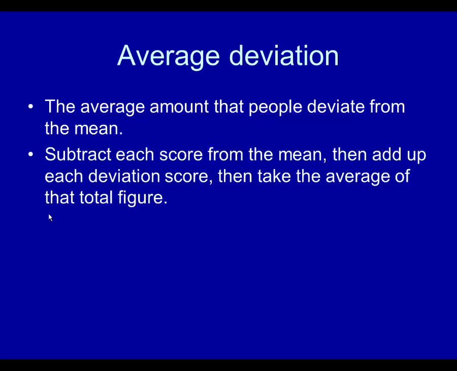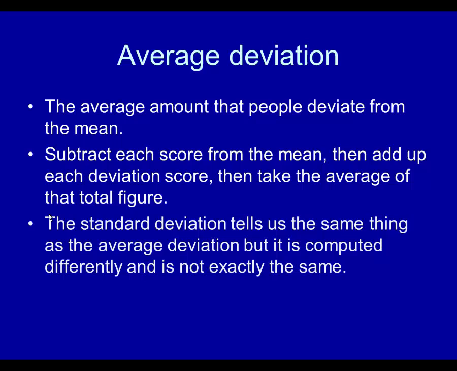You would subtract each score from the mean. So now you have a deviation score for each person. Then add up all those deviation scores. Then take the average of those deviation scores. That would be your average deviation.